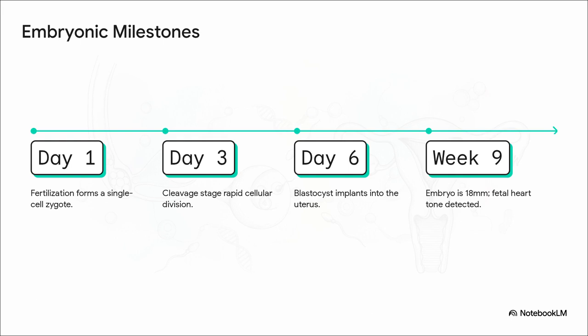Fast forward to week 9 of embryonic age, which, remember, doctors would call week 11 of pregnancy, and the embryo is about 18 millimeters long. All the essential organs have begun to form, hair follicles are popping up, and amazingly, you can actually detect a fetal heart tone using a Doppler monitor. It's truly wild how fast this all happens.